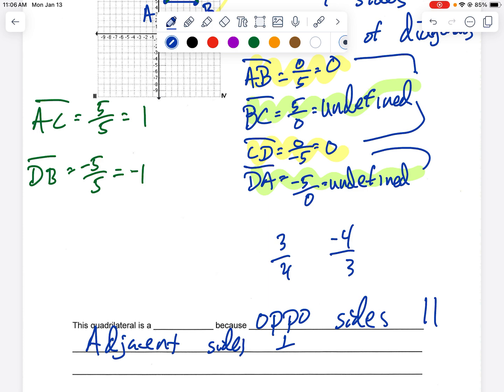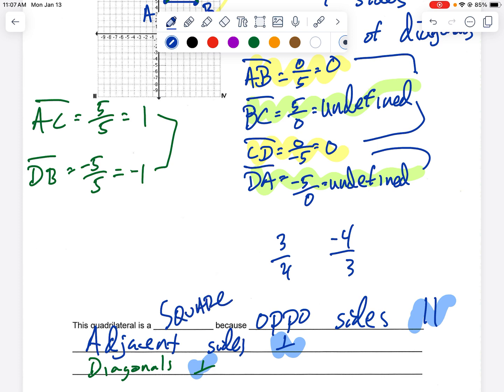So those are perpendicular. Our diagonals are also opposite reciprocals, so these are also perpendicular. So this shape, all three things are true, meaning all three things are positive. The opposite sides are parallel, the adjacent sides are perpendicular, and the diagonals are perpendicular. So it's our super shape, which makes this a square.